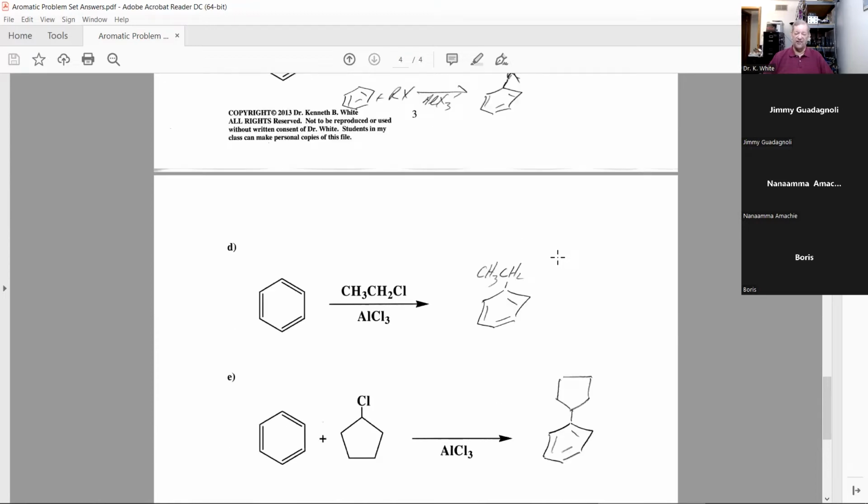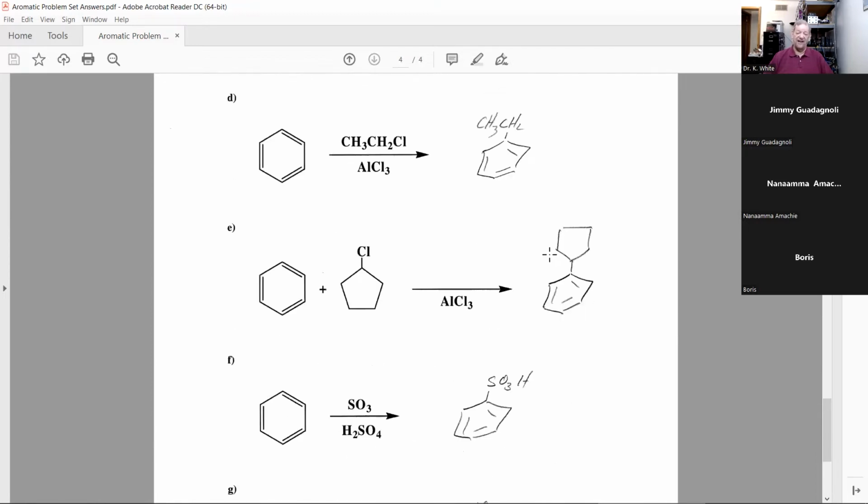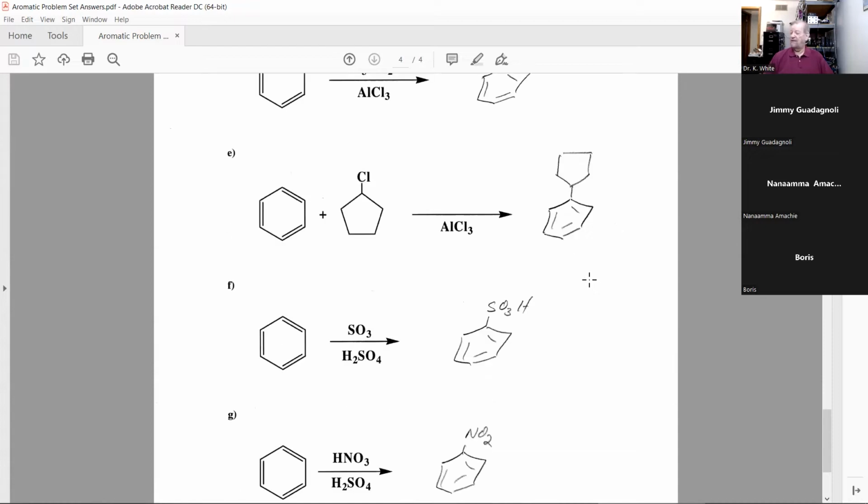Here we have an ethyl group, same reaction, and got fancy on you. Here we have a benzene ring. My R group is the cyclopentane ring with the chlorine, and you make this interesting molecule. Now, if you take a benzene ring and react it with sulfur trioxide and sulfuric acid, SO3, H2SO4, you put on there a sulfonic acid group.